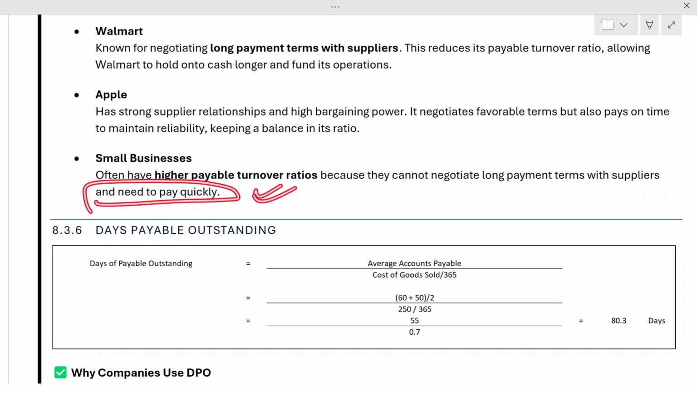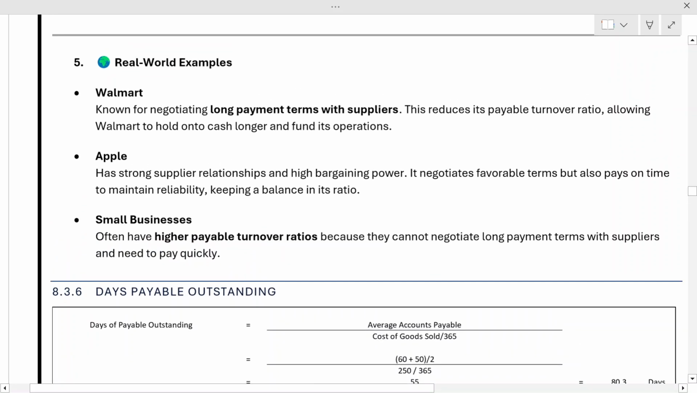So it all depends upon different businesses, but at the end the simple summary is this: if this turnover ratio is higher, you are paying very quickly to the suppliers; if it is lower, you are paying very slowly to the suppliers.